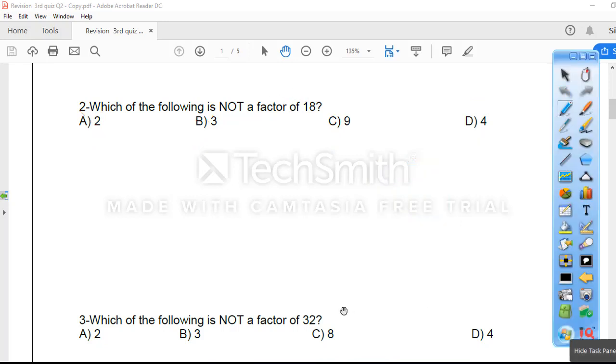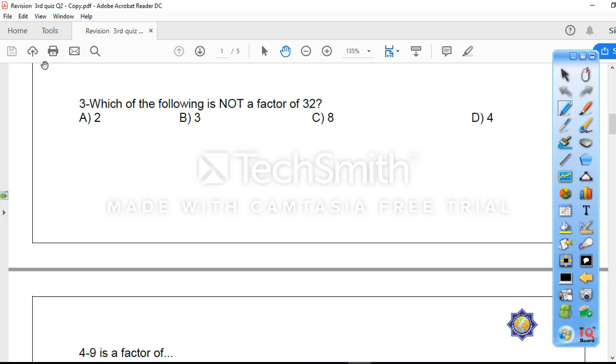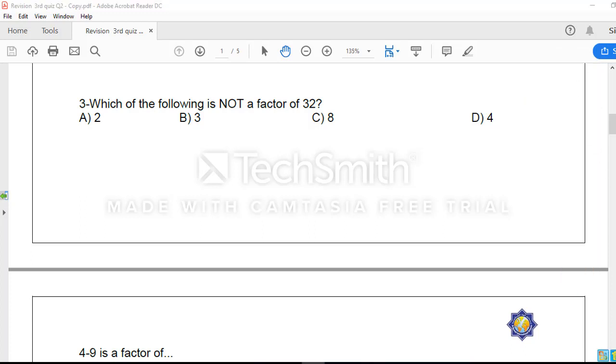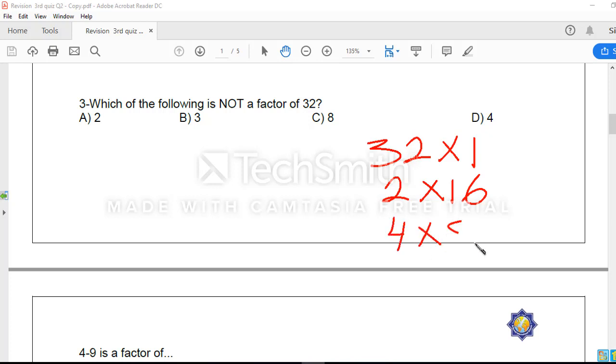Next question. Which of the following is not a factor of 32? In the same way, I'm going to ask myself how to get the 32. The easiest one is 32 multiplied by 1. We can also get it by using 2 multiplied by 16, also 4 multiplied by 8. All of these are factors of 32. So 1, 32, 2, 16, 8, and 4 are factors.